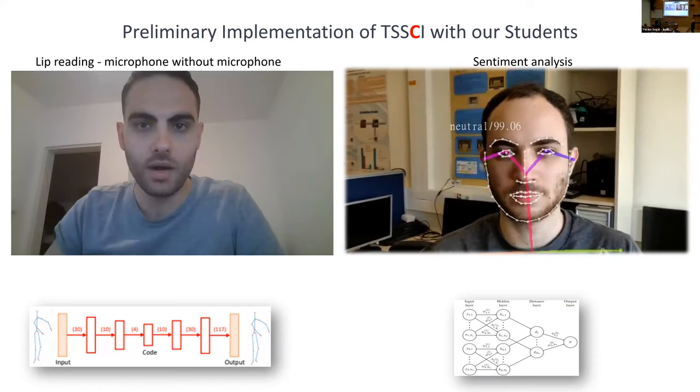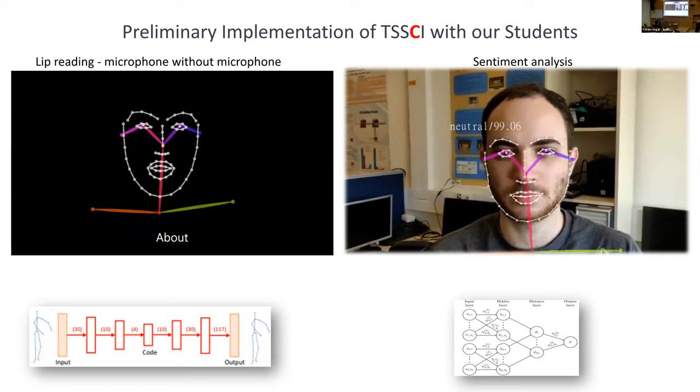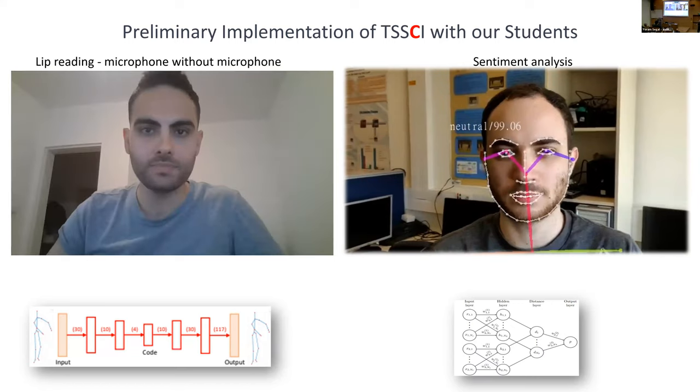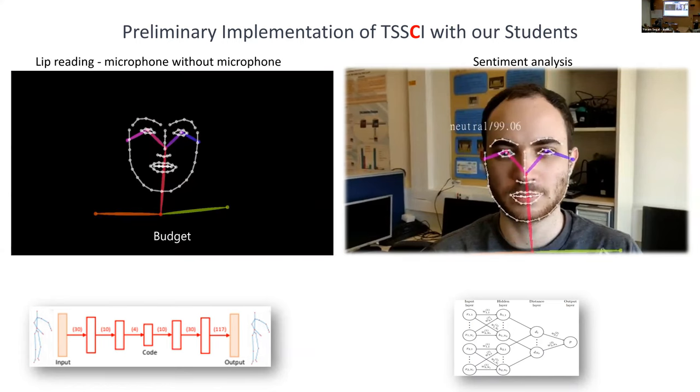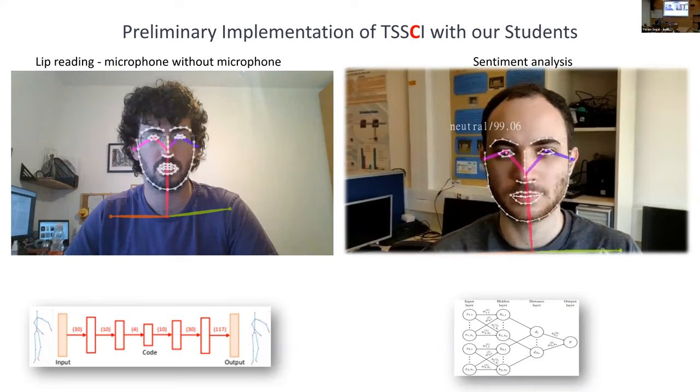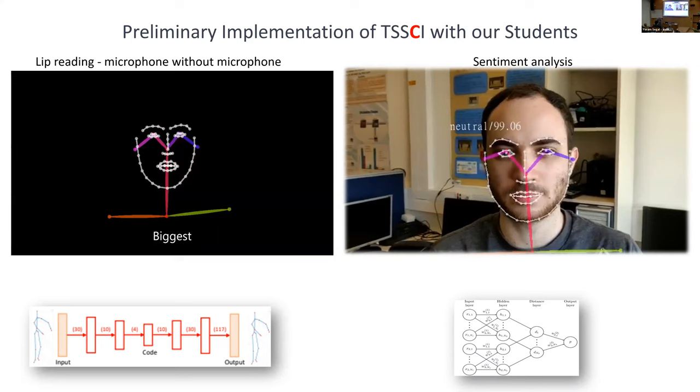Another thing is a microphone without a microphone: lip reading, okay? We are not listening to the voice, we just read the lips, and we can do it. Another example here: every word we can detect and examine.